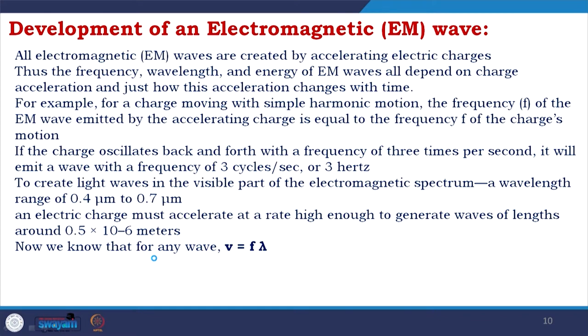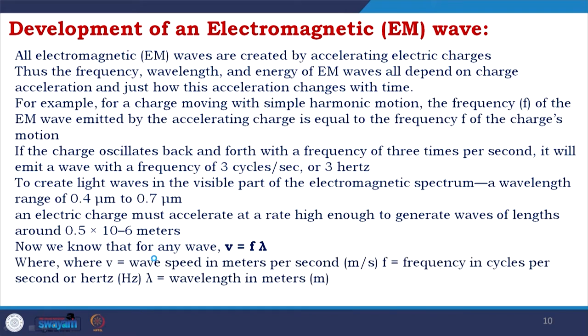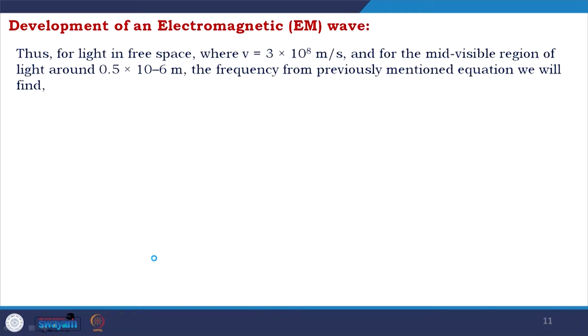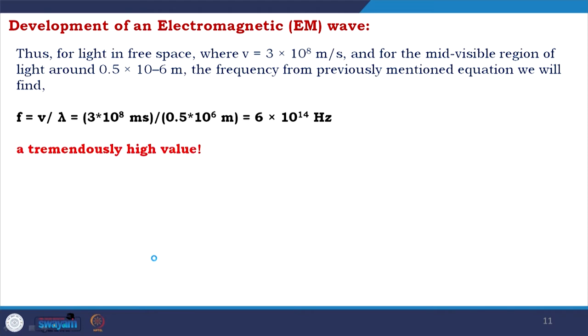So, now we know that for any wave, v, the velocity, equals f, the frequency, times lambda, the wavelength, where v is the wave speed in meters per second, f is the frequency in cycles per second or hertz, and lambda is the wavelength in meters. So, now when we have all this information for light in free space, where v equals 3 x 10^8 meters per second, and for the mid visible region of the light around 0.5 x 10^-6 meter, from the previously mentioned equation we get f equals v by lambda, which calculates to 6 x 10^14 hertz. So, you could understand this is a tremendously high number.